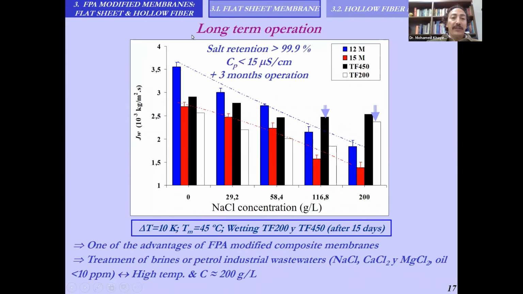Finally, we used these membranes for long-term operation, more than 3 months, in desalination using saline solutions up to 200 grams per liter. The modified membranes work very well with very high salt rejection factors. However, the commercial membranes got wet after only some days of operation. Therefore, we propose the modified membranes for the treatment of brine or petroleum industrial wastewater.